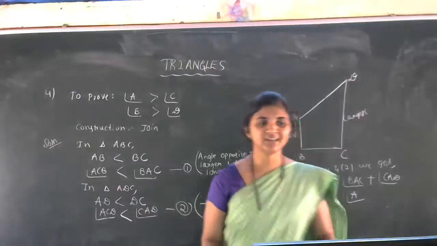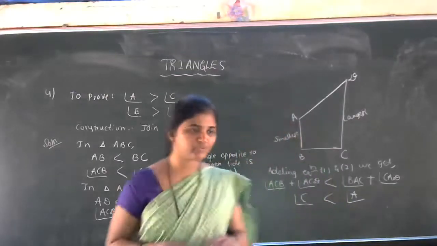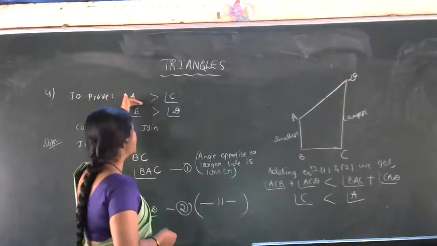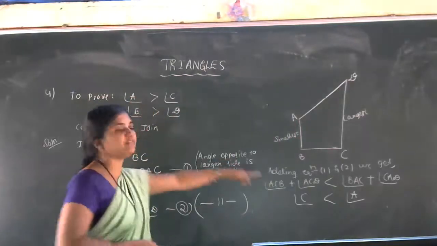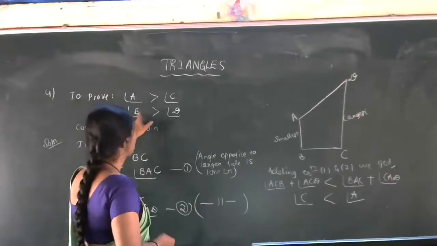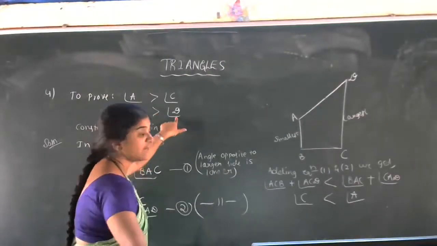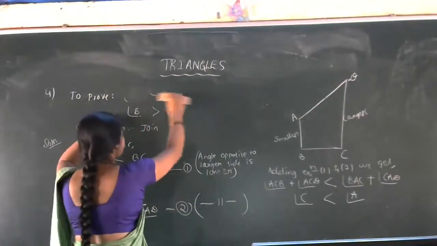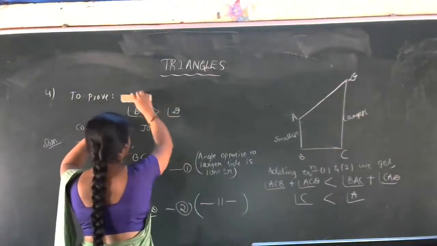Yes, students, now we are discussing the fourth problem. The first part is proved: angle A is greater than angle C, we got the result. Now we have to prove that angle B is greater than angle D. Now our target is angle B greater than angle D. So here only we'll modify this one.